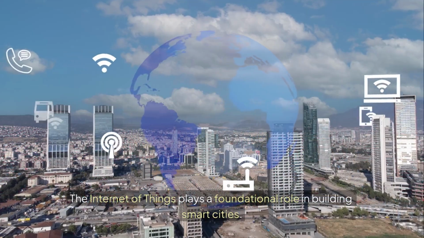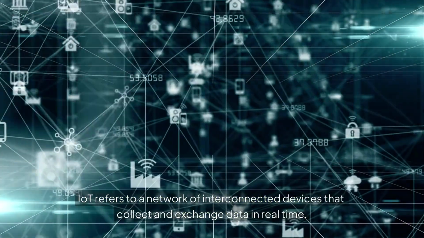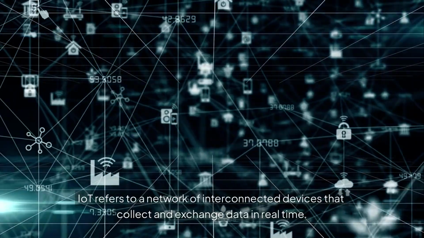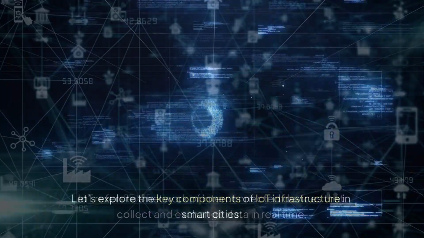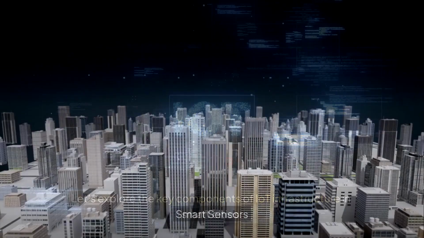Section 2. Core components of IoT in smart cities. The Internet of Things plays a foundational role in building smart cities. IoT refers to a network of interconnected devices that collect and exchange data in real time. Let's explore the key components of IoT infrastructure in smart cities.